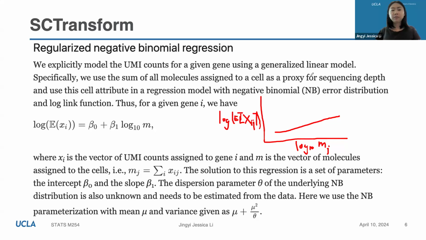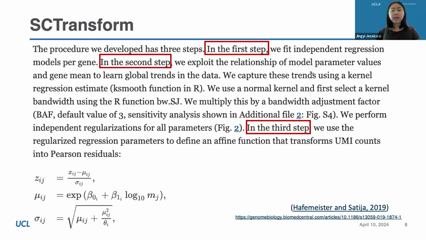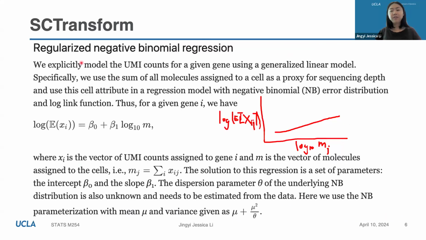Okay, so let's look at the specifics in the paper. The procedure we developed has 3 steps. In the first step, we fit independent regression models per gene. So that's what I said. You will have this model, one per gene I. That's why last time I said your coefficients beta 0, beta 1 should become beta 0I, beta 1I, because they are specific to gene I. So we should add it here.